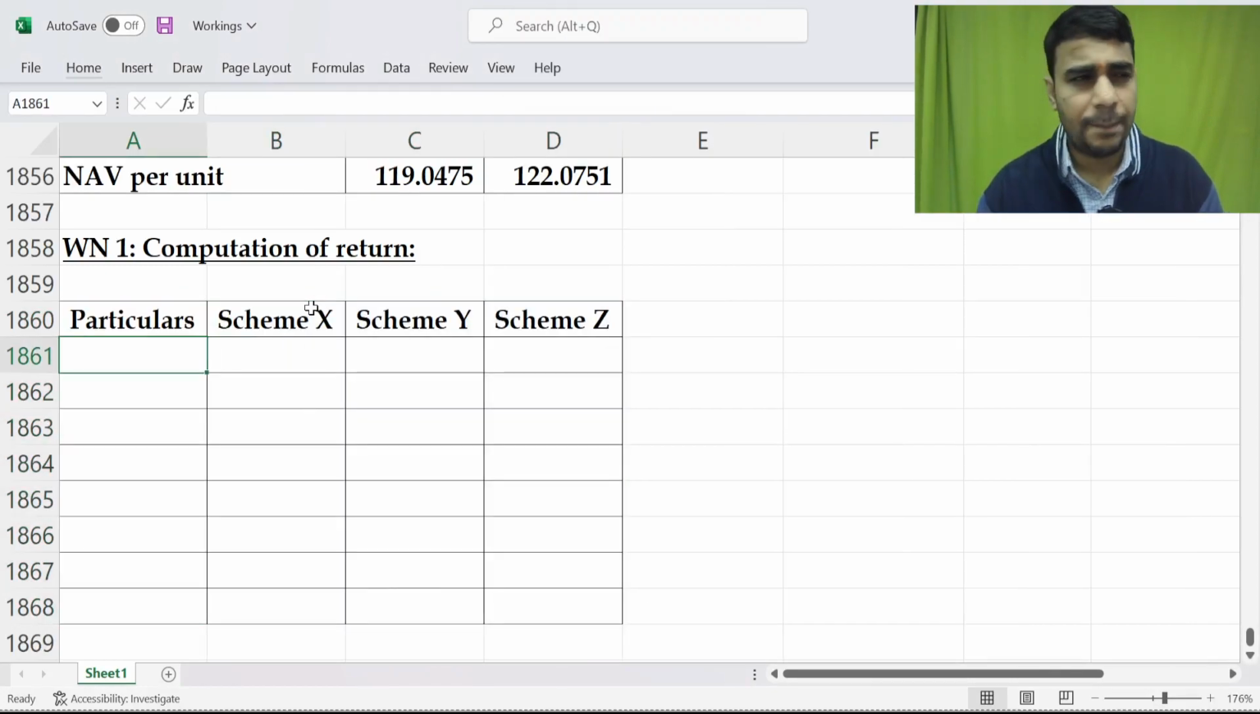We can do it even at a per unit level also. It doesn't make a difference. You will get the same answer. Rounding off will be huge there because the dividends will turn out to be in decimals. So that's the only thing.